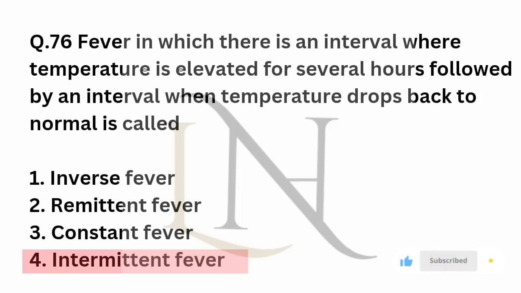Inverse fever means morning temperature is higher than the evening temperature. Remittent fever is similar to intermittent fever, but this fever fluctuates throughout the day and never falls all the way back to the baseline normal temperature. Next, constant fever means temperature does not come to the baseline temperature. Move to next MCQ.